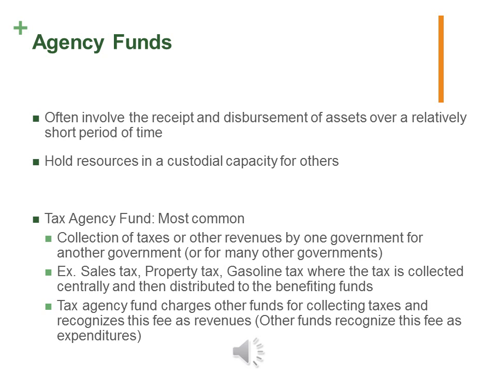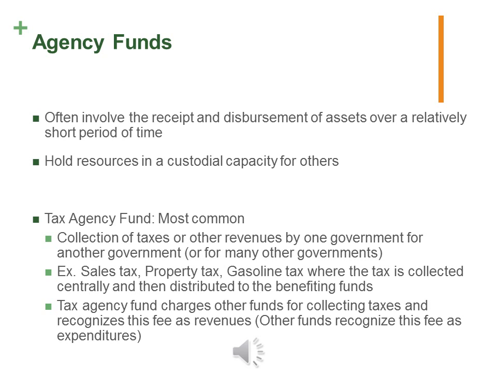Agency funds, one of the types of fiduciary funds, most of the time involve receipt and disbursement of assets over a short period of time. They hold resources in a custodial type capacity for others. And a tax agency fund is by far the most common. These funds collect taxes or other revenues by one government for another government or from any other governments.